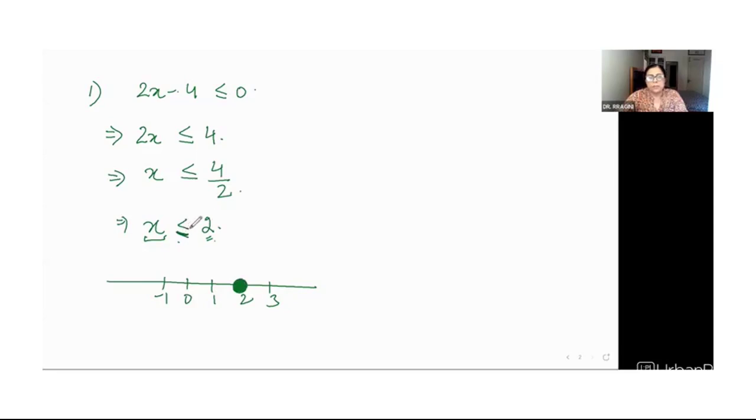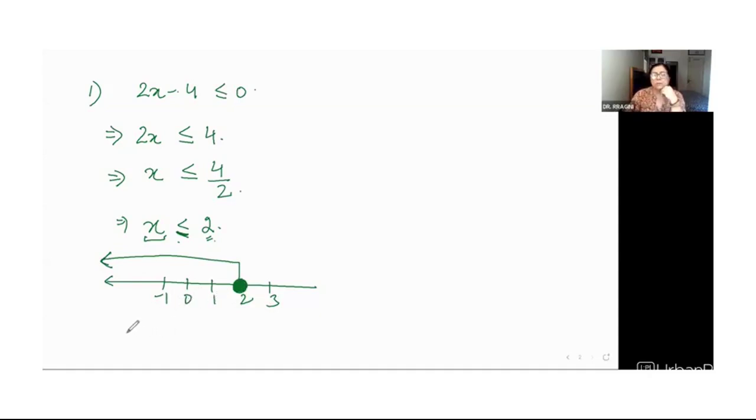And all the values which are less than 2, that means you have to go to the left. For less than, we go to the left. And there is no limit to the extension to the left because we can go up to negative infinity, right? So this is the representation of the answer on the number line.